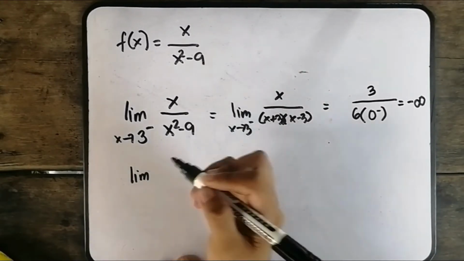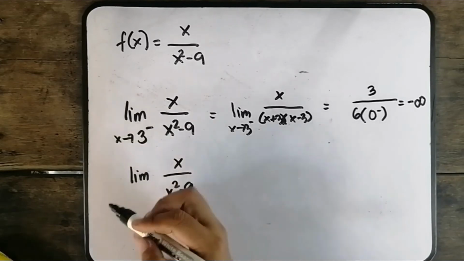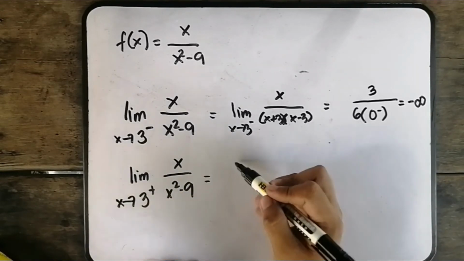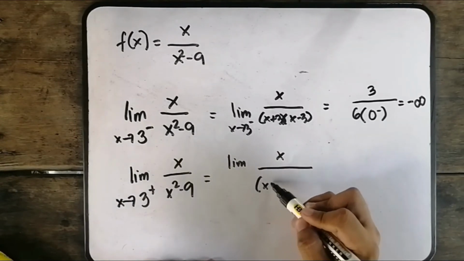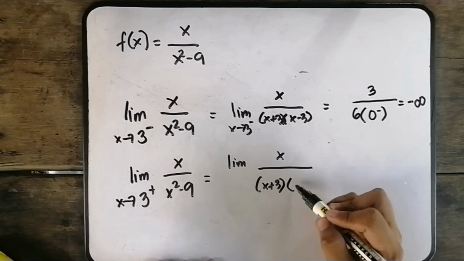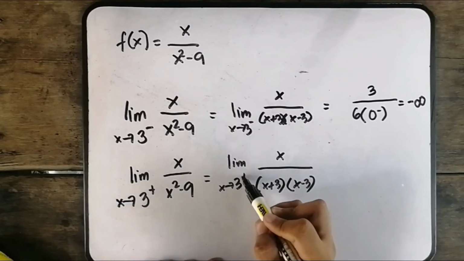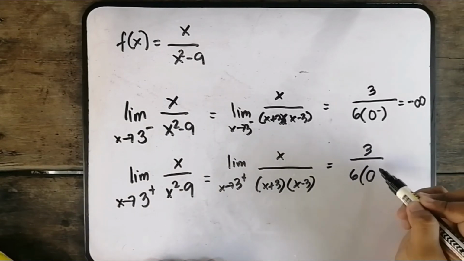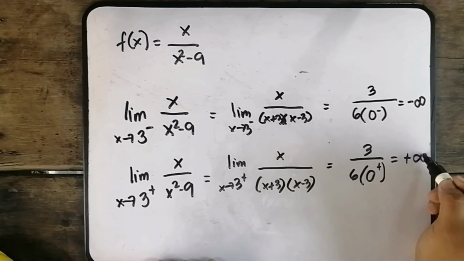Then the limit of x over x squared minus 9 as x approaches 3 from the right is equal to the limit of x over x plus 3 times x minus 3 as x approaches 3 from the right. And this becomes 3 over 6 times 0 positive. So that is positive infinity.